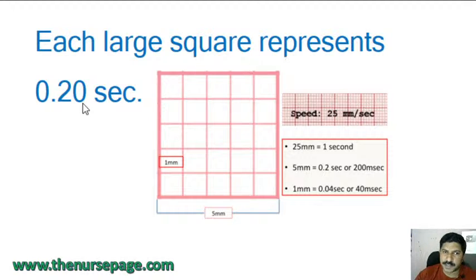Each large square represents 0.2. This is a large square. This square represents 0.2 seconds or 5 millimeters.